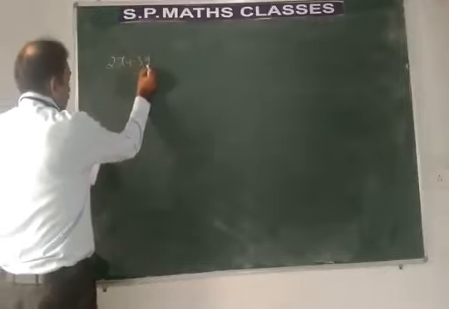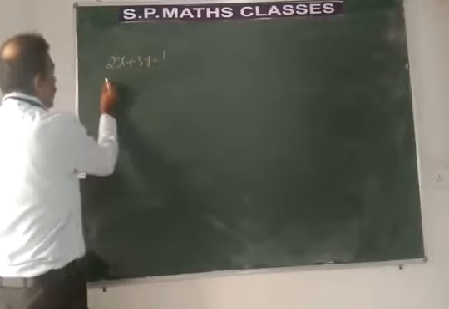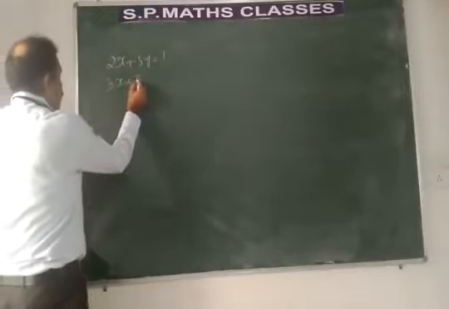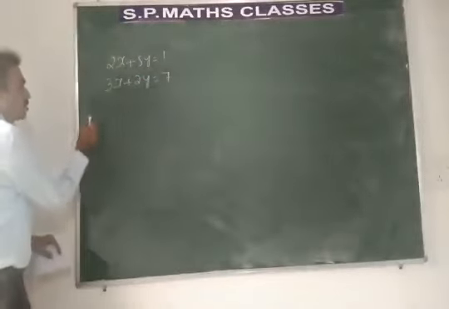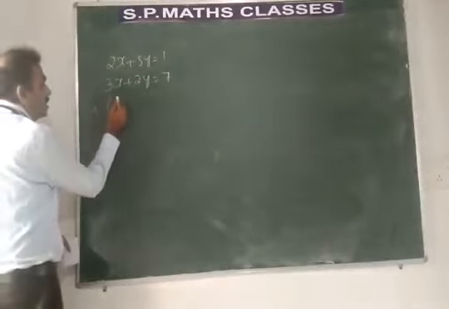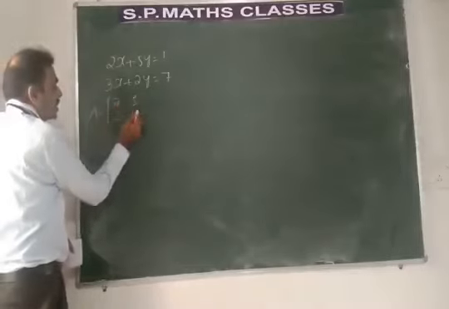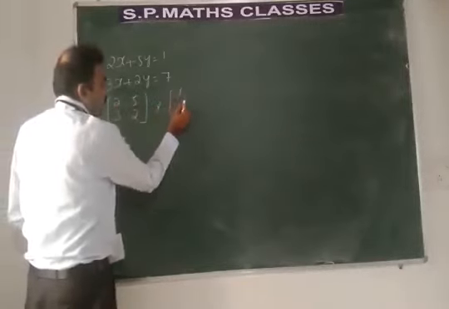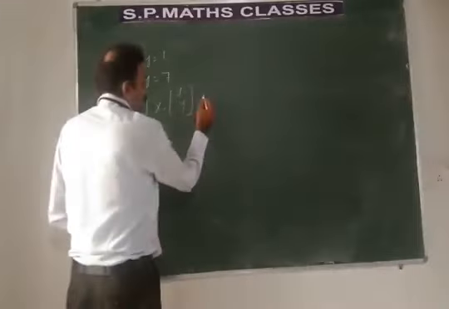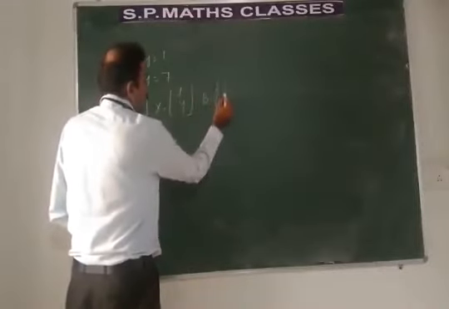2x plus 5y is equal to 1. 3x plus 2y is equal to 7. This is what we do. First, form the matrix A: 2, 5, 3, 2. What is the matrix of variables? It is x, y. What is the matrix of constants? It's 1, 7.